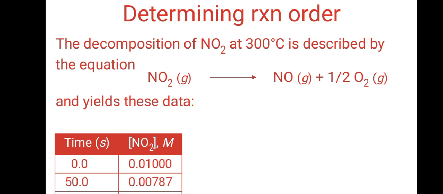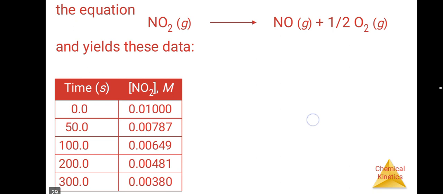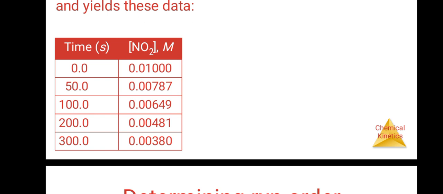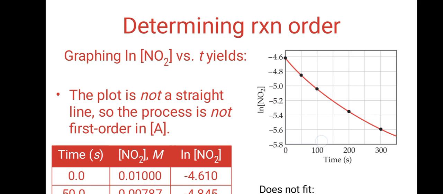Determine reaction order. The decomposition of nitrogen dioxide at 300 degrees Celsius is described by the equation. Of course, they're just showing it as this equation. And now I'm very much interested in the results that were obtained. From these results, you can find the order of reaction. From this same information, the time and the concentration, we're able to calculate the order of reaction and the overall rate law. I'll be able to demonstrate this in my next video.